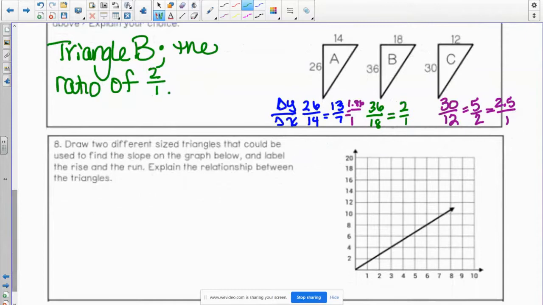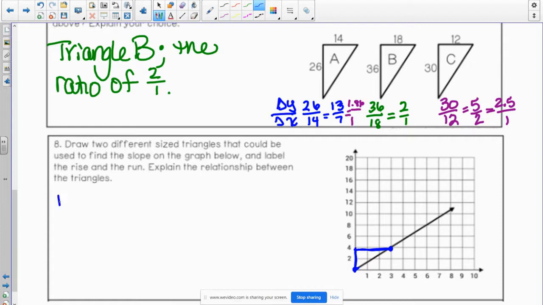Question 8 here says, draw two different sized triangles that could be used to find the slope on the graph and label the rise and run. Explain the relationship between the triangles. Okay, so we'll go ahead. I'm going to start at 0, 0, and I can see it crosses right there. So you're going to make your slope triangle: a vertical line, which is your rise, and a horizontal line, which is your run.